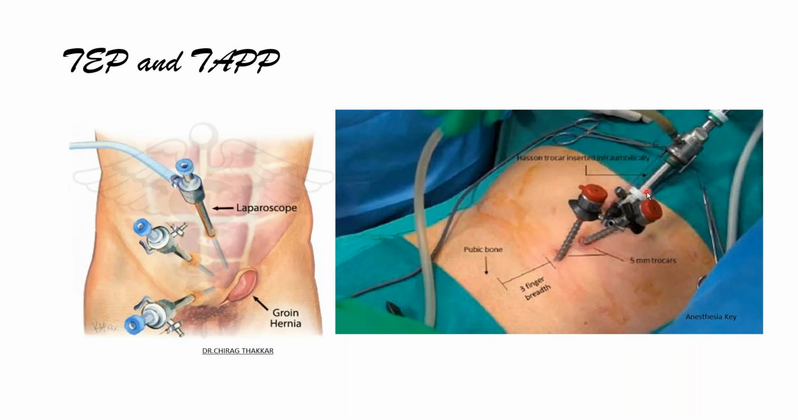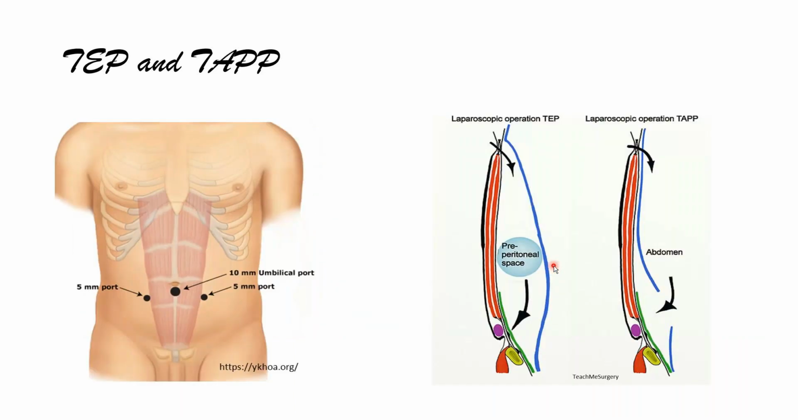So this umbilicus, the first port, and you got the two ports out here. This is how it looks like. I'm not going to go into the details. That's beyond your scope, but just remember that's how it looks like in a TAPP repair. And if you look at the TAPP repair, then looking at a 10 millimeter umbilical port and two lateral 5 millimeter ports, right? At the lateral border of the rectus abdominis muscle.